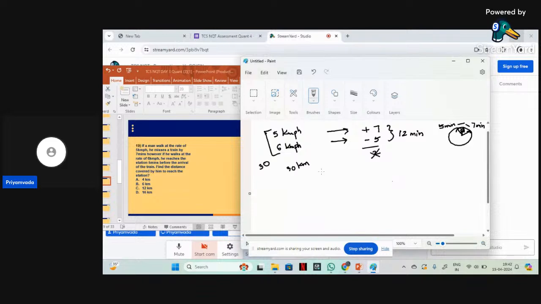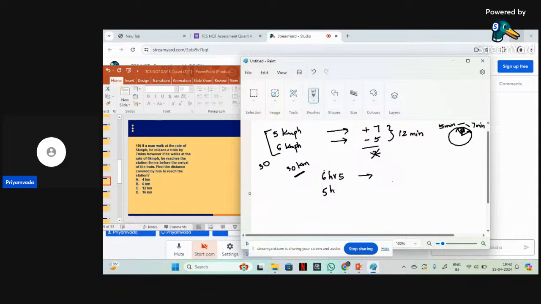Then he'll be reaching in how many hours? 6 hours, right? If 30 kilometers is the distance, and he's traveling 5 kilometers per hour, he'll be reaching the destination in 6 hours. And now we consider the 30 kilometer distance and the next scenario. He'll be traveling at 6 kilometers per hour. Then in how many hours will he be reaching the destination? In 5 hours.